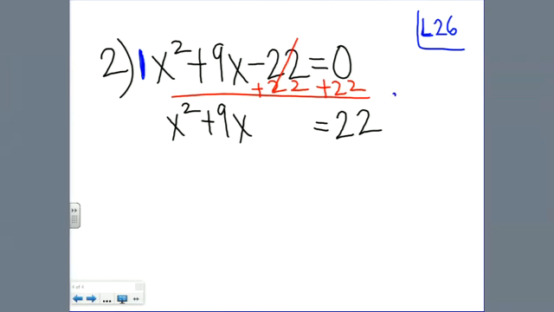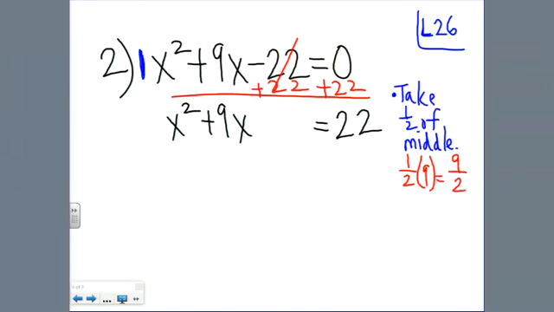Step 1, take half of your middle number. So not every middle number is going to be evenly divisible by 2. So when we take half of 9, that's still just 9 over 2.